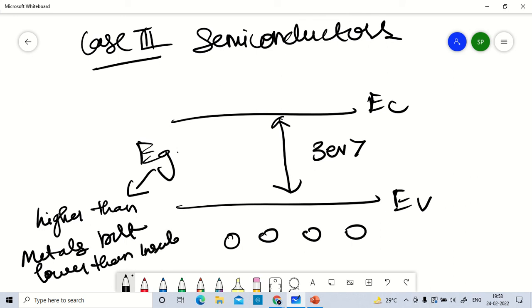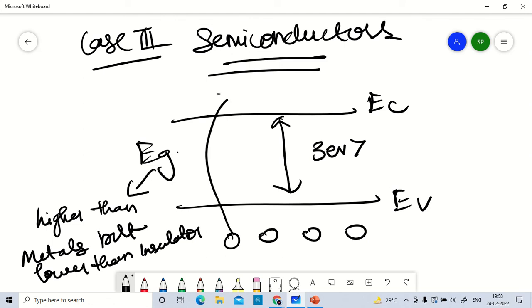So the band gap in semiconductors is not as low as in metals. It is higher than the band gap in metals, but lower than in insulators. Not even that high as insulators. Because of the small band gap at room temperature, some electrons from the valence band gain energy to cross the energy gap and enter the conduction band.